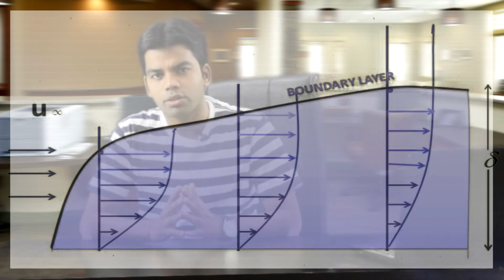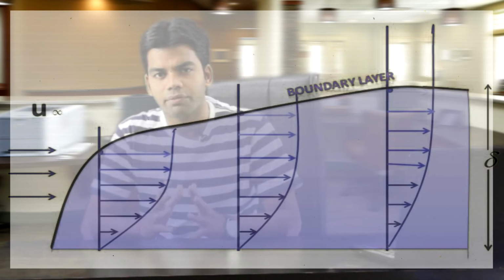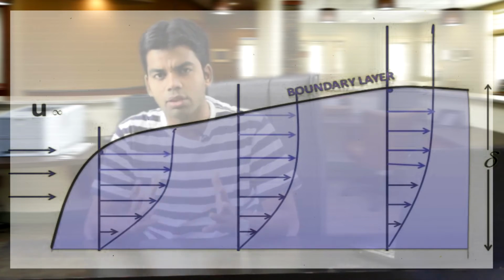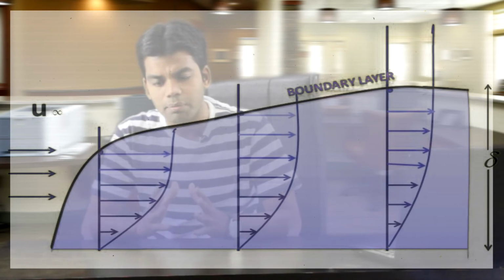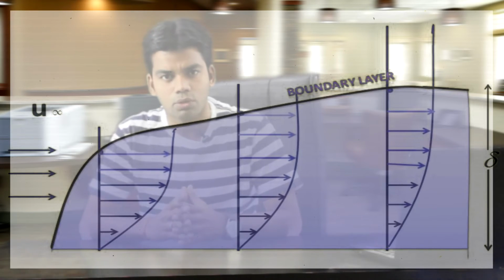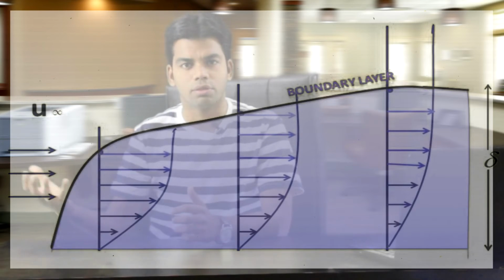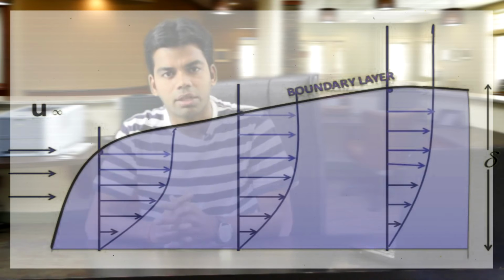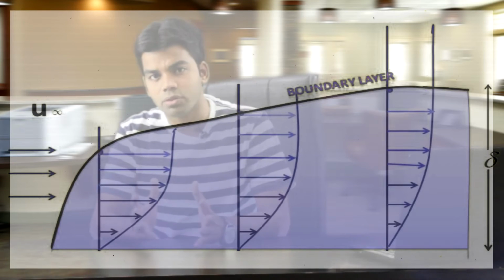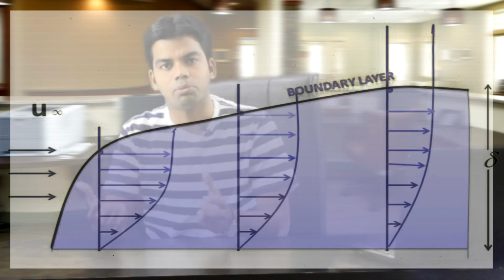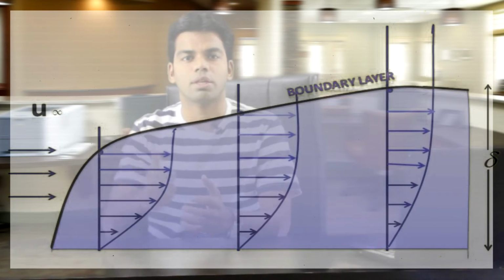Now what are the effects of free stream velocity and viscosity of the fluid on this boundary layer thickness? As the velocity of the fluid is more, there will be less time for viscous force to act, and therefore the boundary layer thickness will be less. More is the velocity of the fluid, less will be the boundary layer thickness. What about viscosity? More is the viscosity, obviously more resistance will be there, and so the boundary layer thickness will be more.